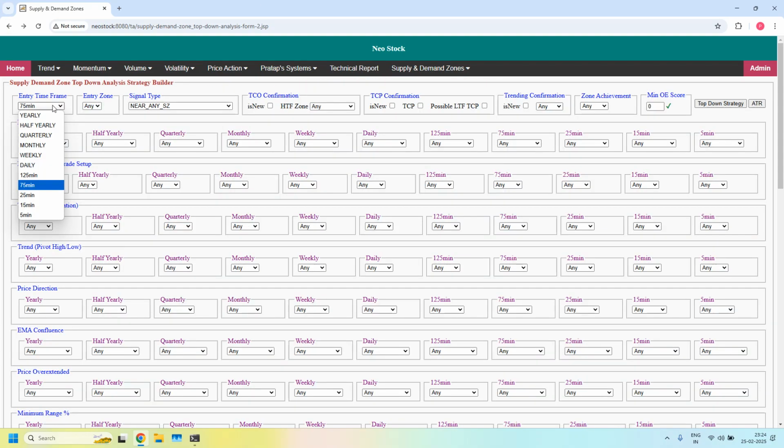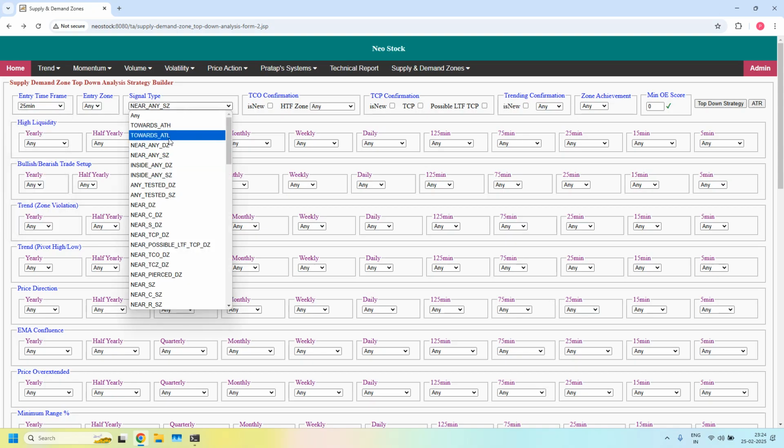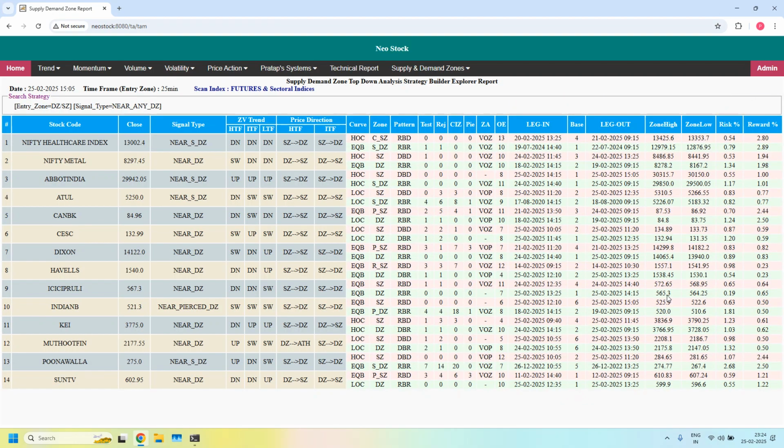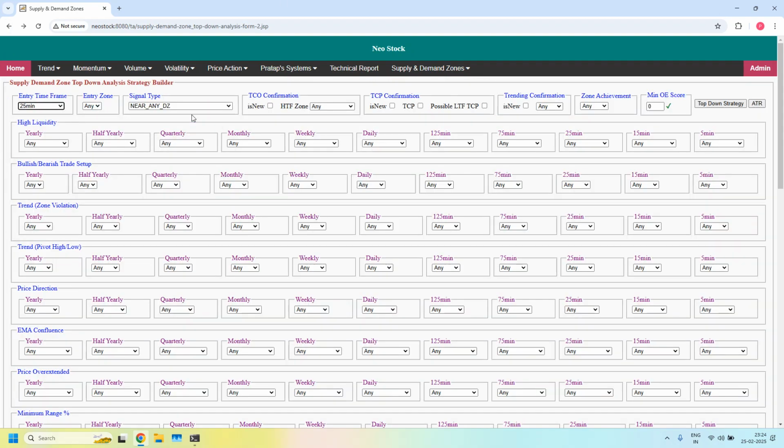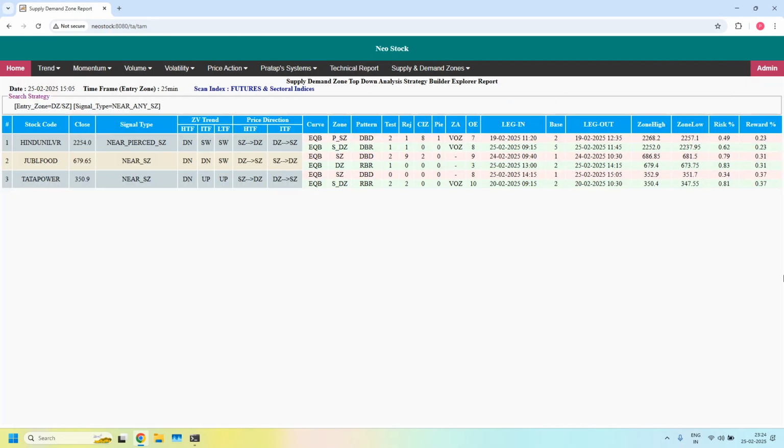Okay, next time frame is 25 minutes. Stocks near 25 minutes demand zone. We got 14 stocks. Next 25 minutes time frame. Stocks near 25 minutes supply zone. We got 3 stocks.